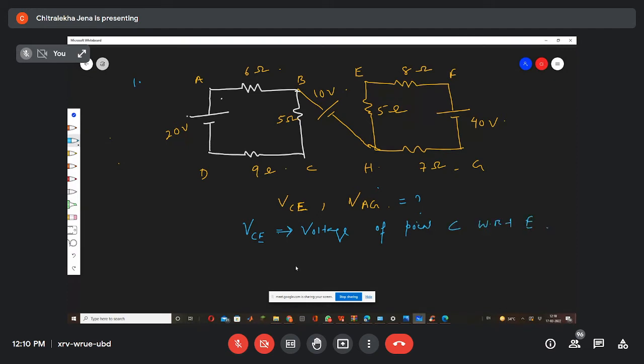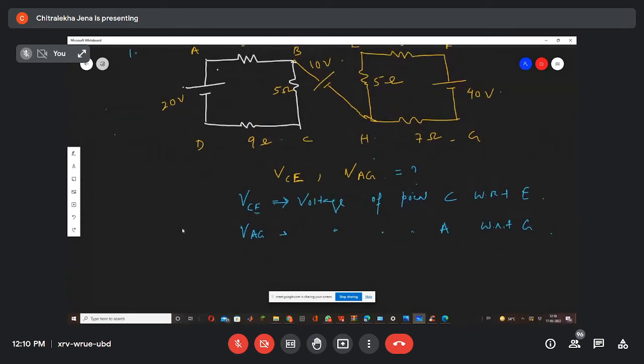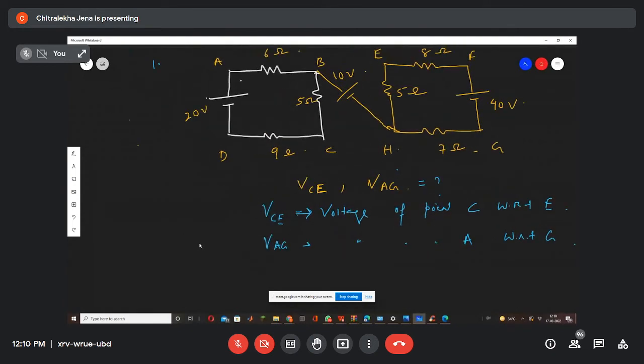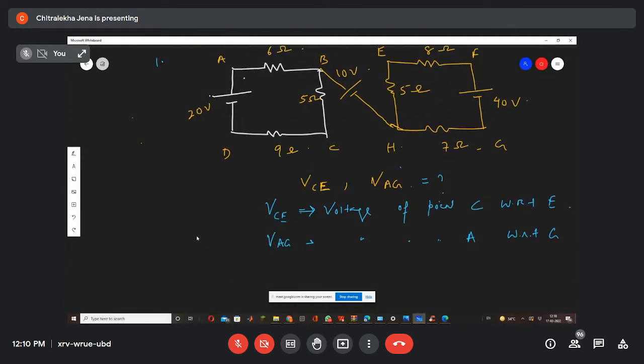Quickly do it, because you have to do the experiment in the simulation also. Similarly, VAG means voltage of point A with respect to G. You will find out. Do it quick, it is a very easy problem I have given you, but a tricky one. Theoretically find out, then we will do it in the virtual lab.